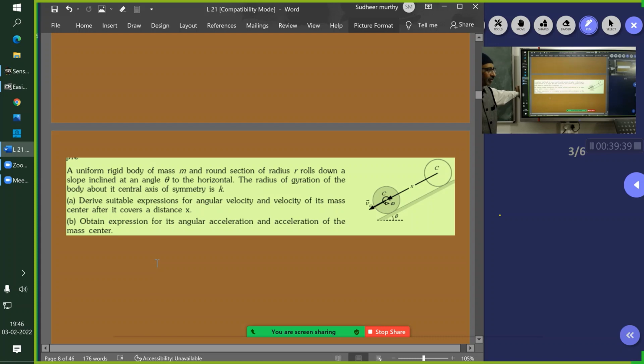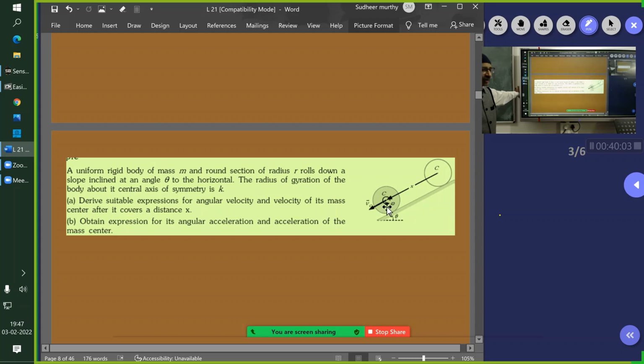Sir, for the first part, using energy would be easier. Energy also is easy. Correct, I was coming to that point. One is, we have solved it like that. Another thing is to use the energy principle. From this x here, what will this height be if this is theta? This will be x sin theta. So here it comes down to this.